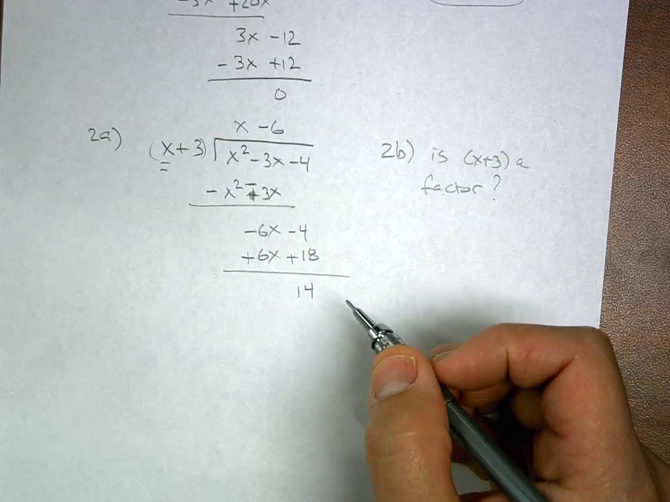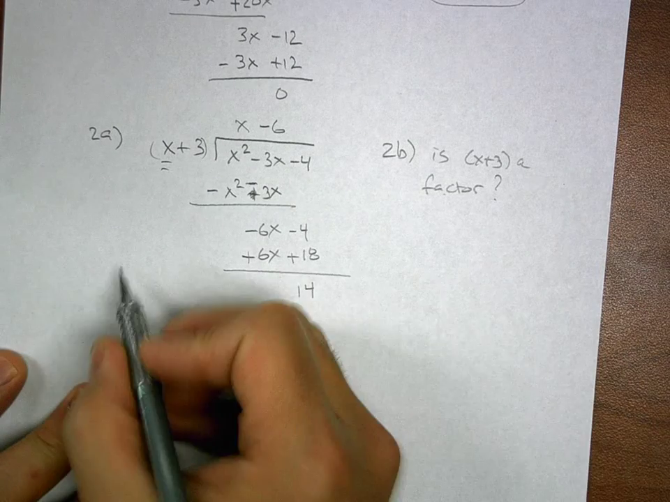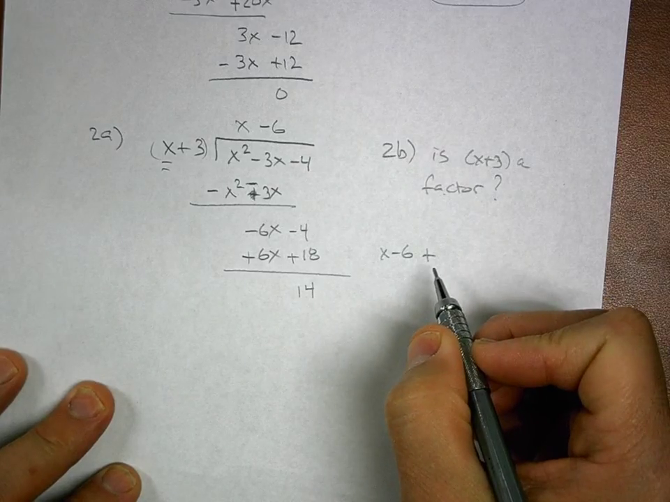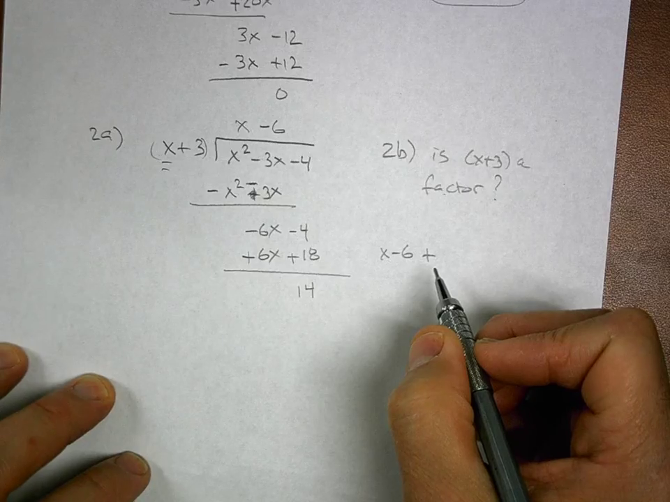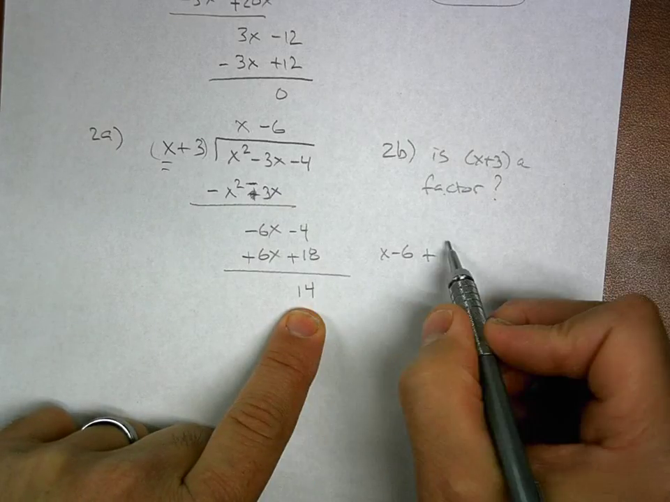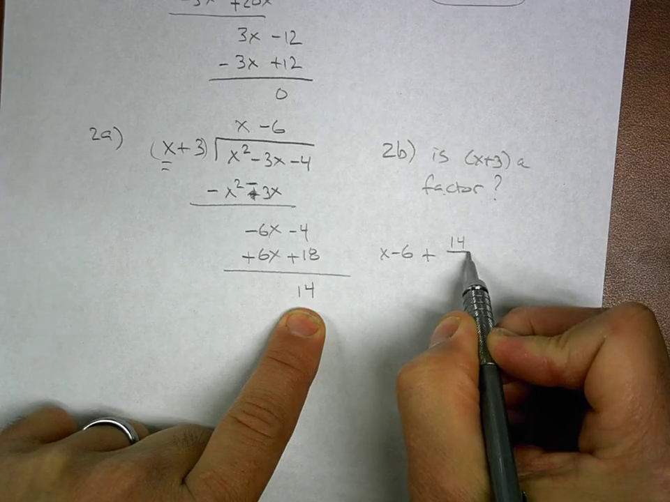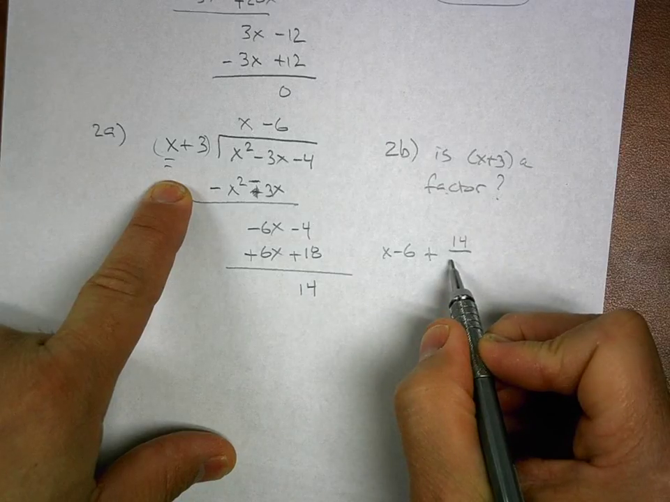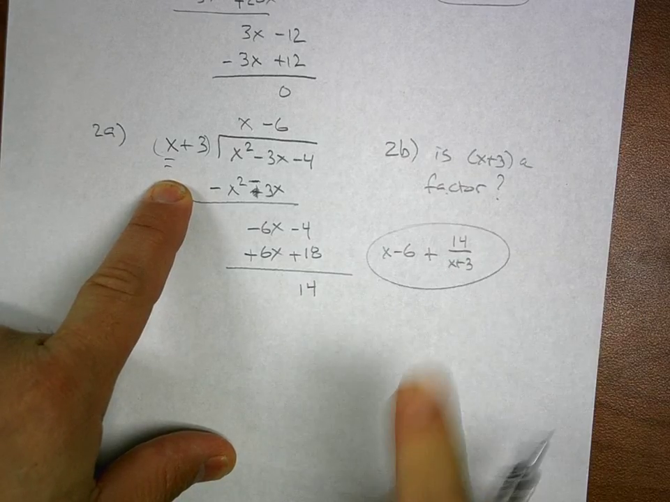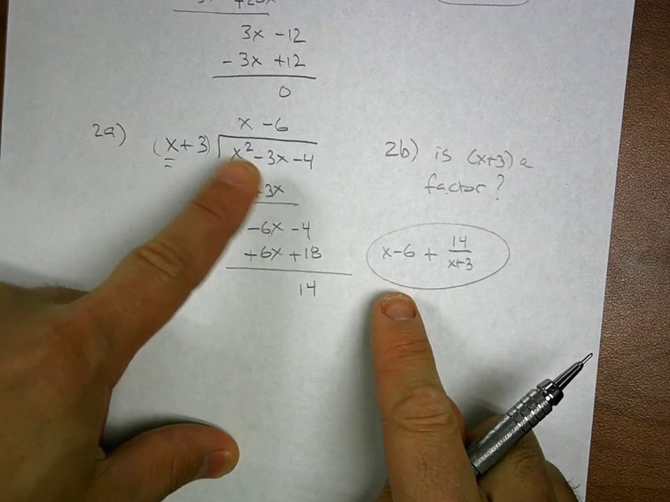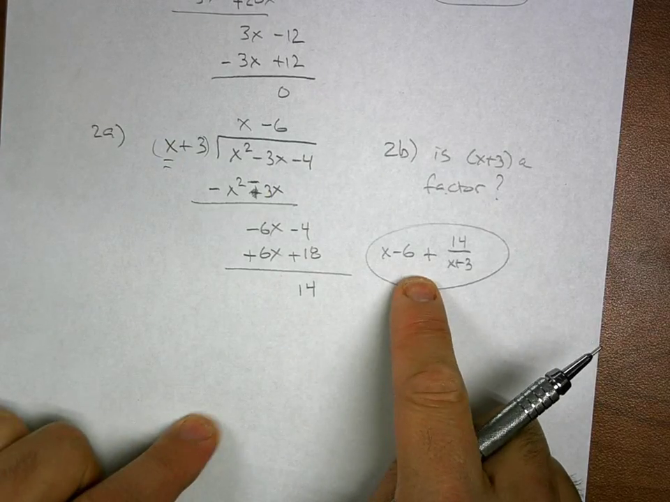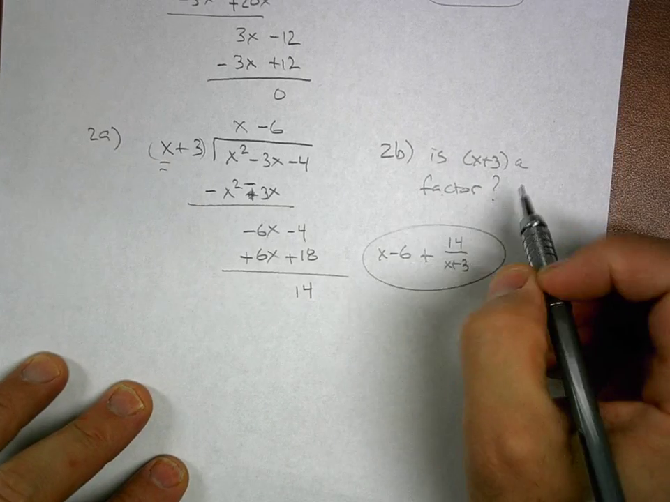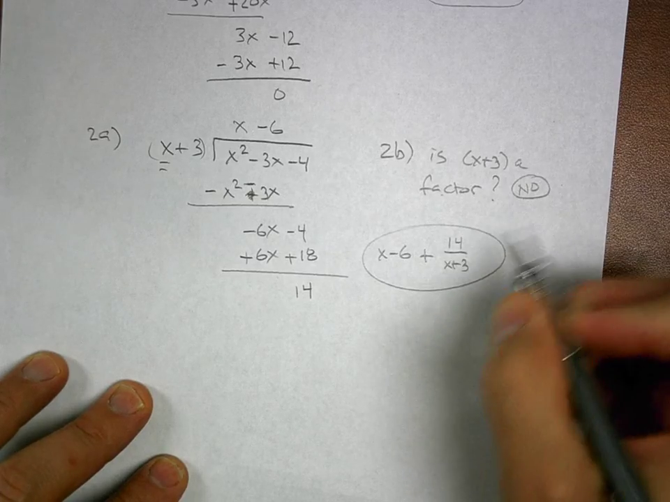All right? So our answer, if we divide it in there, is x minus 6 plus our remainder. You guys know how to write our remainder? Plus 14 over x plus 3. Okay, your divisor, x plus 3. So that's your answer. If we divide x plus 3 into that, we get x minus 6 plus this remainder of 14 over x plus 3. Okay, so is x plus 3 a factor? No, it's not. Why? Because there's a remainder.